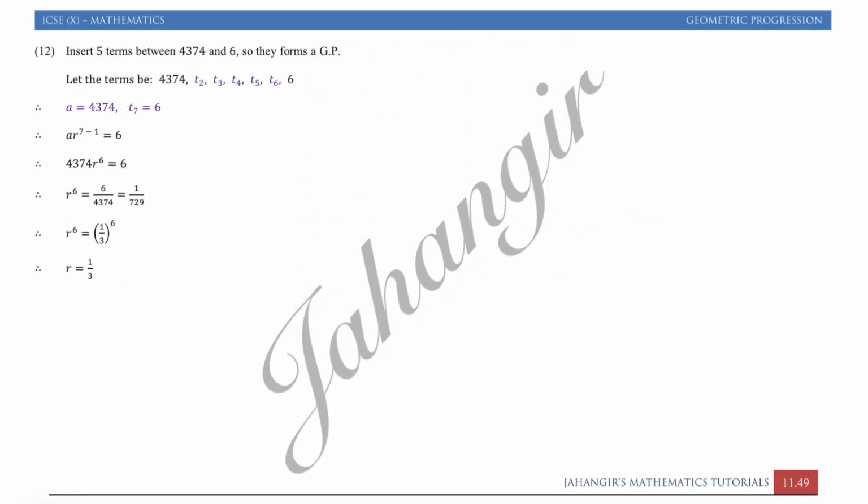Question number 12. Insert 5 terms between 4374 and 6, so that they form a GP. We need to insert 5 terms between the first and last term. The first term is 4374. Let's say this is T1, then T2, T3, T4, T5 and T6. Then the last term is 6.